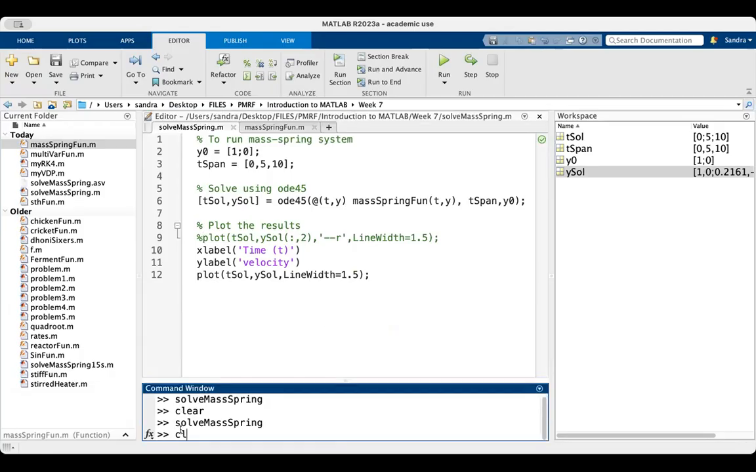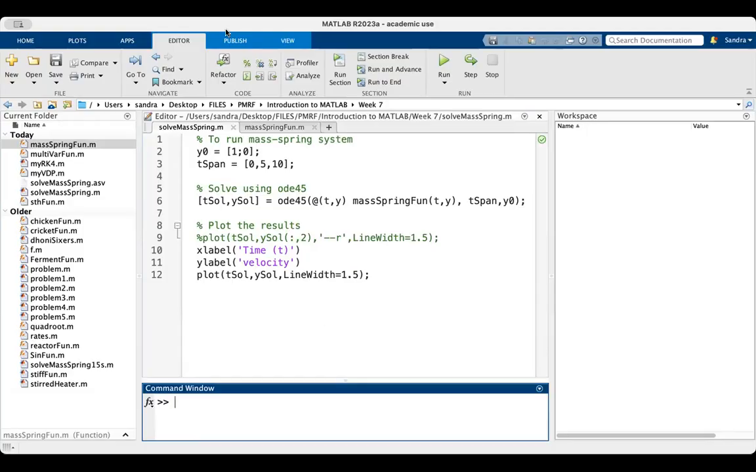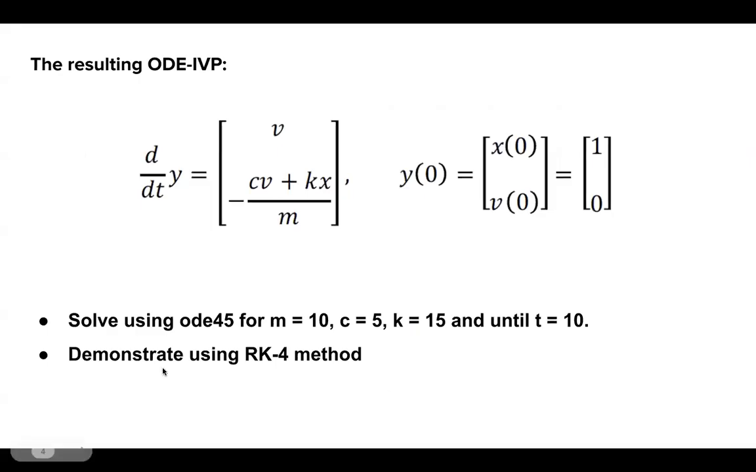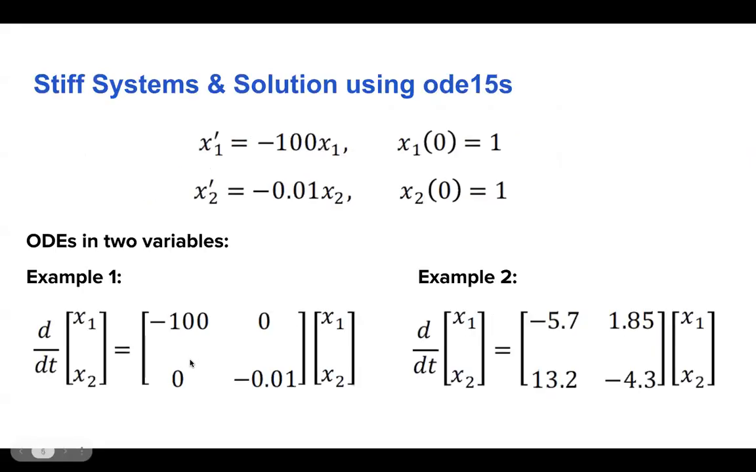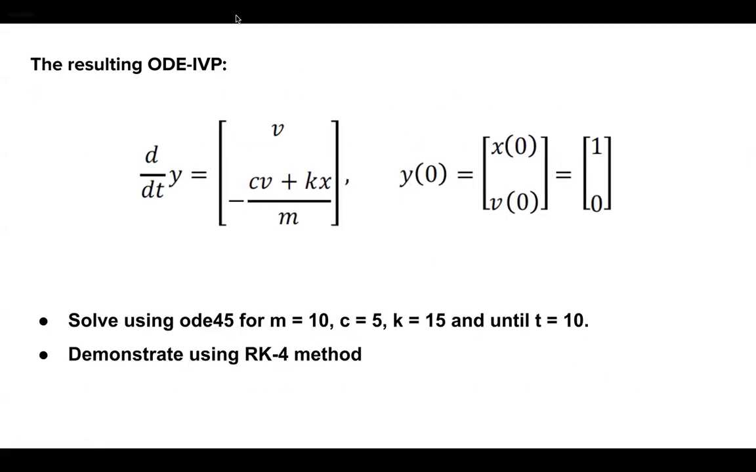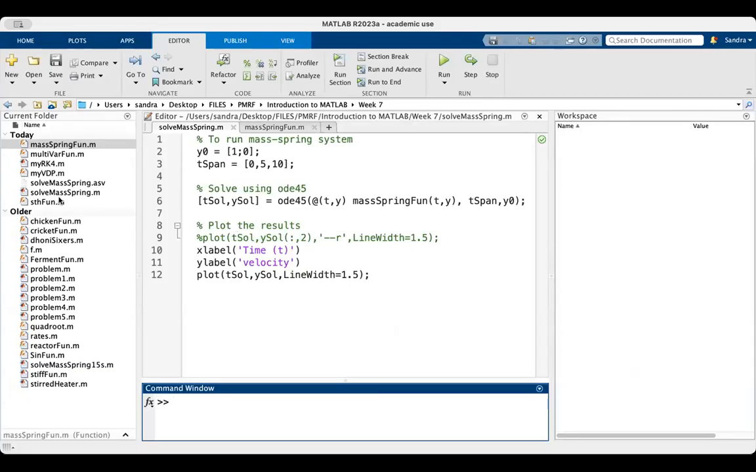Okay, now going back. So that's the physics part. Even if you don't understand it, that is fine. Now we have to do the same thing using the RK4 method. RK4 code, we have already seen in the previous class. Now we have to see how to code RK4 if we have multiple ODEs, that is ODEs in multiple variables.